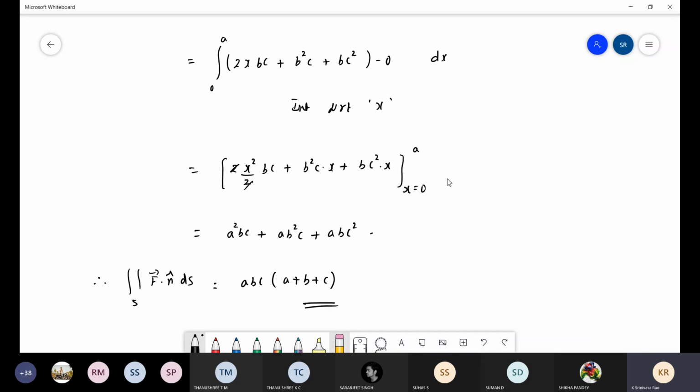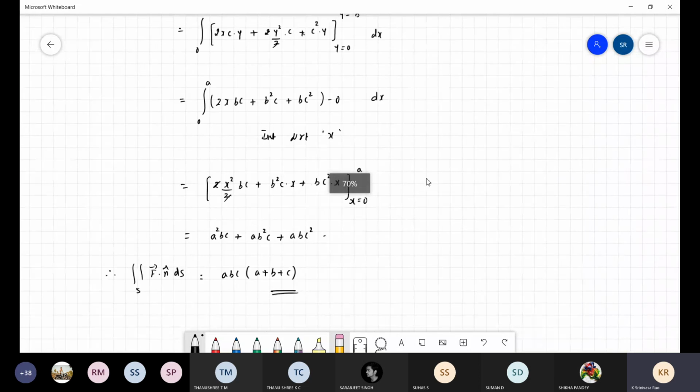See, simplification is like independency. Whichever method you feel comfortable with, you can go with it. Sometimes what I am solving may be difficult, so if you feel any other method is easier, you can follow that. But you should get a unique answer.